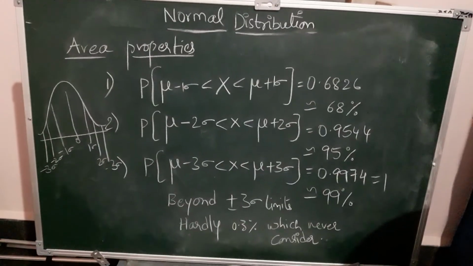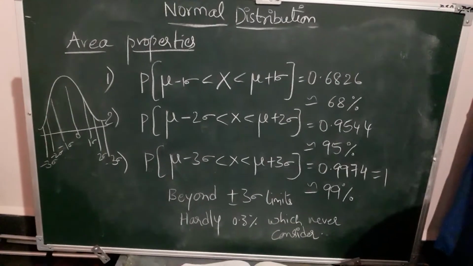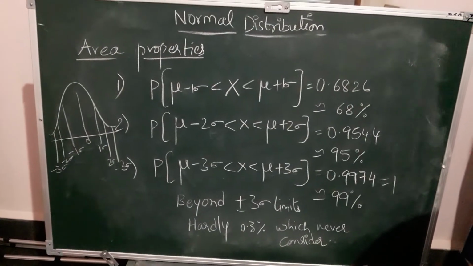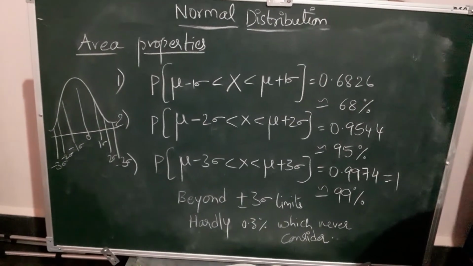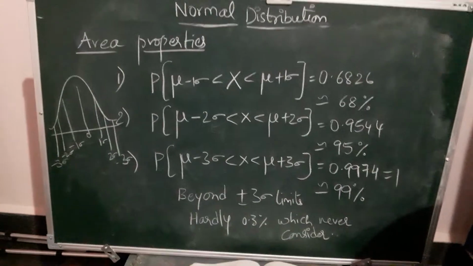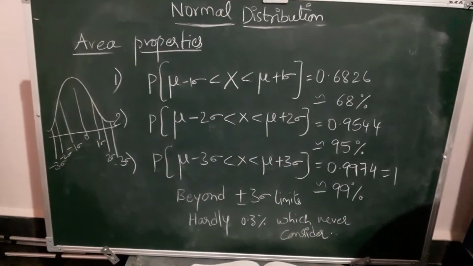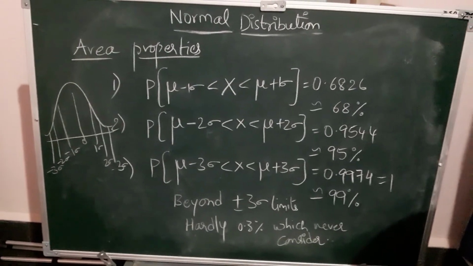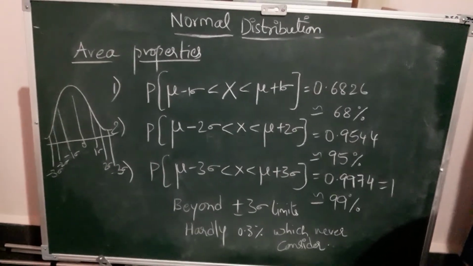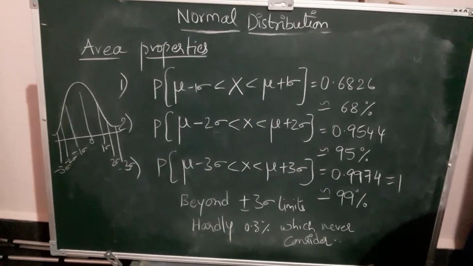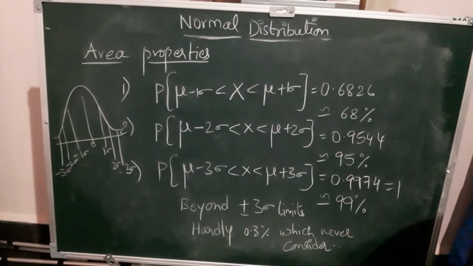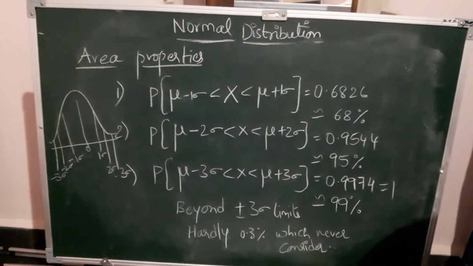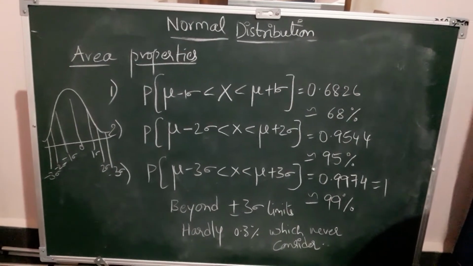And then at last but not least, area properties. Plus or minus 1 sigma covers 68% of the area in a normal curve. This can be proved later; I will show it definitely. Plus or minus 2 sigma covers 95% of the area, and then plus or minus 3 sigma covers 99.7%, approximately 100, and the little 0.3 percent beyond that will never bother us.